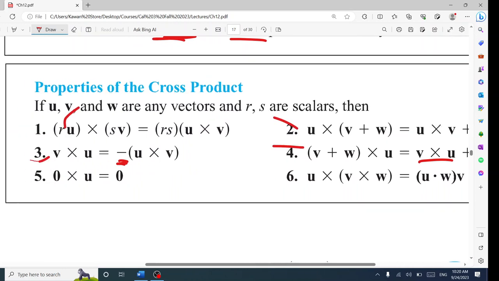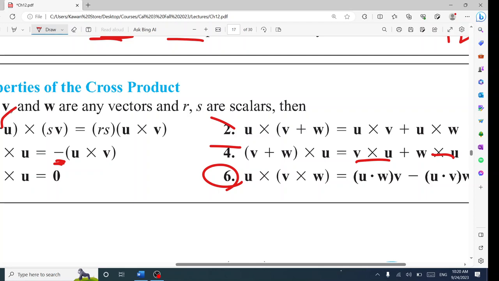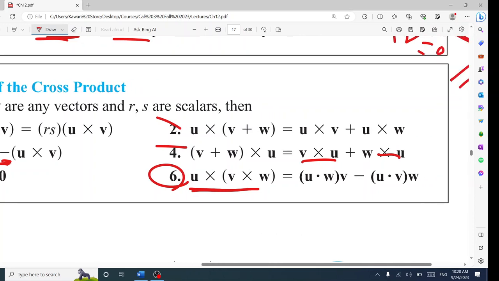How about multiplication? This is the first. The second one that we have a problem with is number six. If you have a triple cross product, it's easier to change it to dot products. How? u cross (v cross w) equals u dot w times v, minus u dot v times w. Try to control these two rules and do not make a mistake. So it will be u dot w multiplied by v, minus u dot v multiplied by w. So I'll get a vector minus a vector.